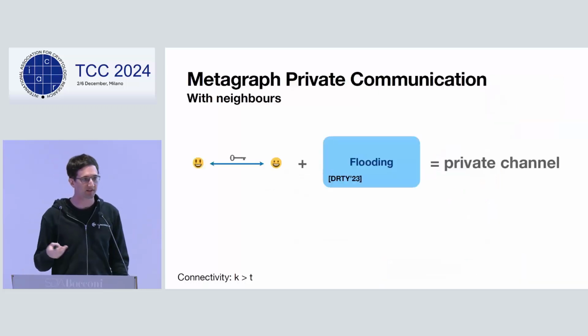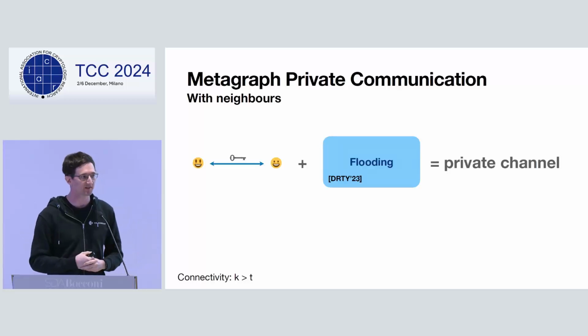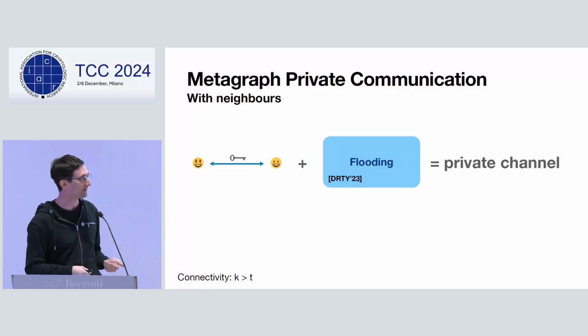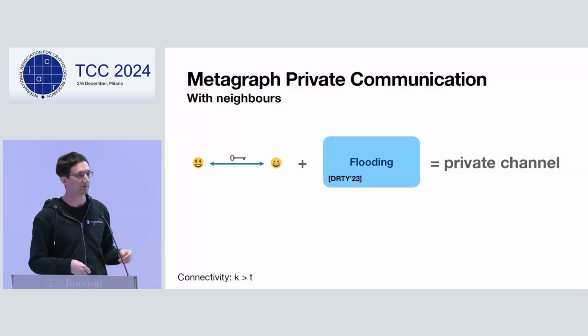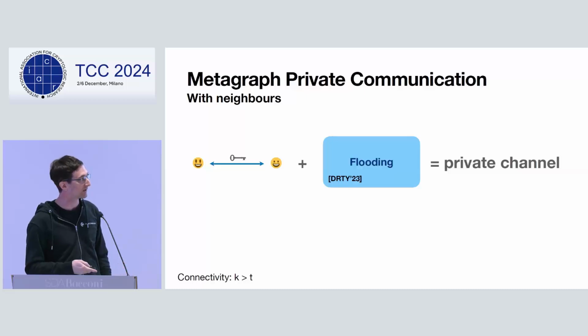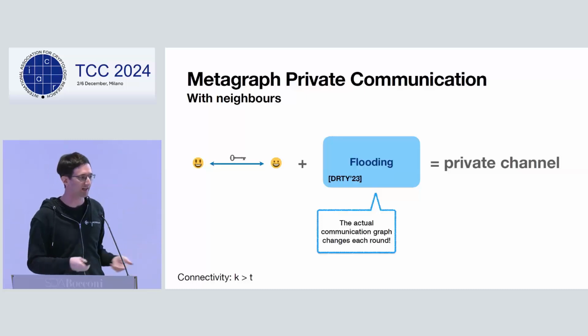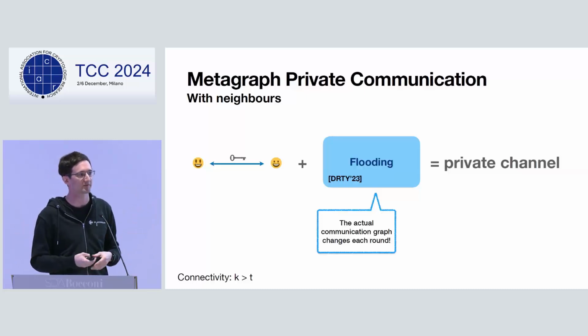So how do we communicate using this metagraph? The idea is simple. If you want to send a message to someone where you have a direct key, well, you can use that key material plus flooding, and you have a private channel. It's just one-time pad communication. Then the interesting question is, I just want to point out, during flooding, the actual graph will change, but we don't care. Flooding is very resilient.